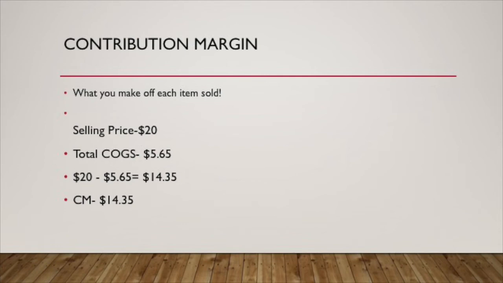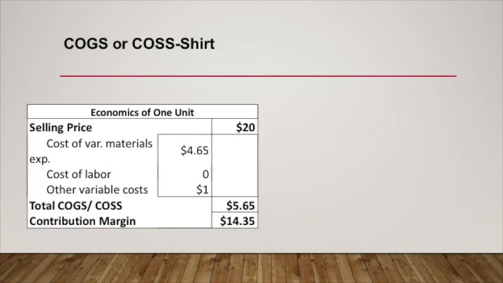All right? So that's it, now look at it. Go to slide 19 and you will see that is what we have there. And now you've done the whole first section for the shirt. So $20 minus $5.65, and you have your contribution margin.